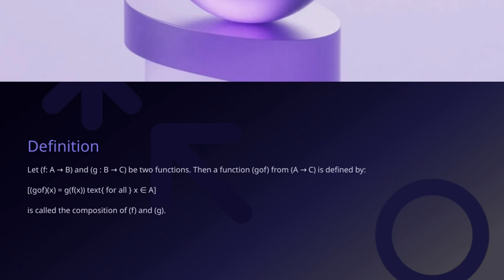This concept is fundamental because it shows how functions can be combined to create new functions, and it plays a key role in understanding more complex transformations and processes in mathematics. So the main takeaway is that the composition, g∘f, is defined by applying f first, then g, and it's a powerful way to build new functions from existing ones.